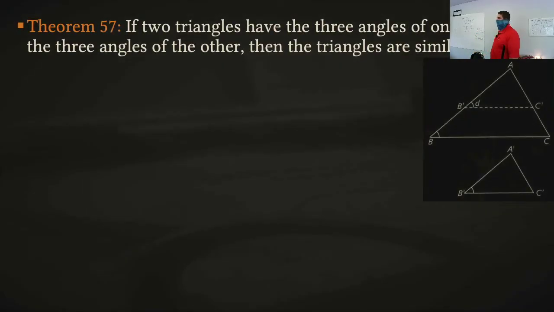First thing we need to cover is Theorem 57. If two triangles have the three angles of one equal to the three angles of the other, then the triangles are similar. So we're given here two triangles.